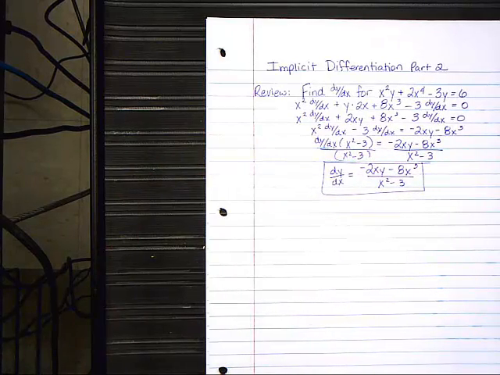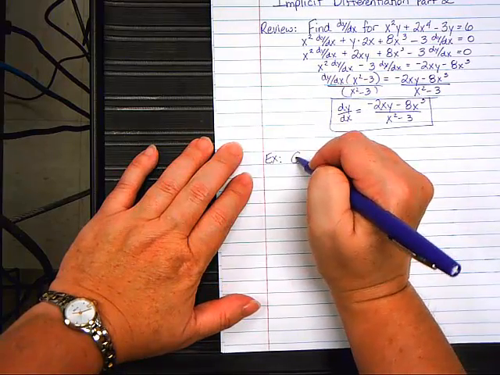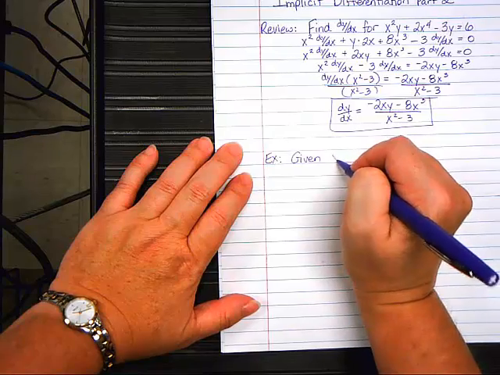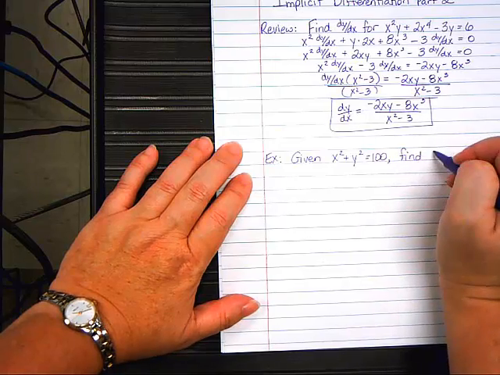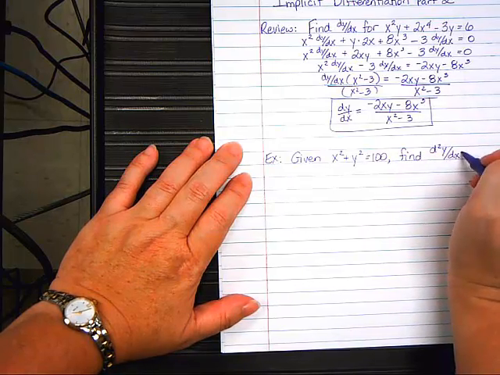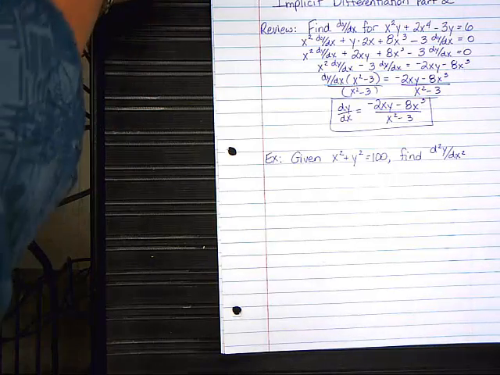Okay. Questions? Walked around, helped those who were close, helped those who were kind of really more lost, and I think we're doing good. Now, I have two examples. Here's the first one. Given x squared plus y squared equals 100, find d squared y over dx squared. Now, what did we just talk about the fact that that means? The second derivative. Double derivative, second derivative, exactly. Which means we're going to take the derivative and then we're going to take the derivative again.